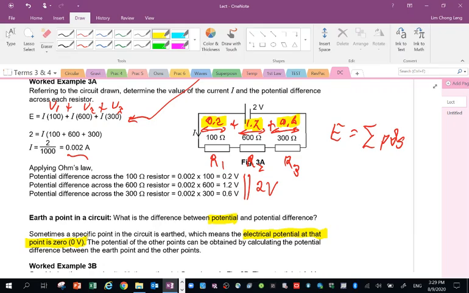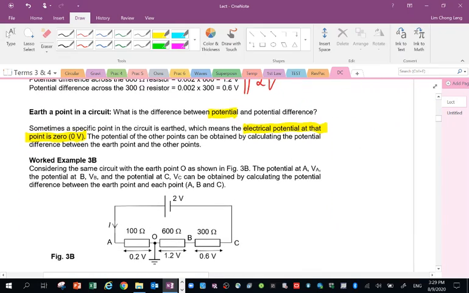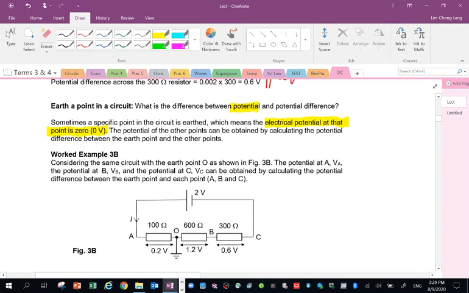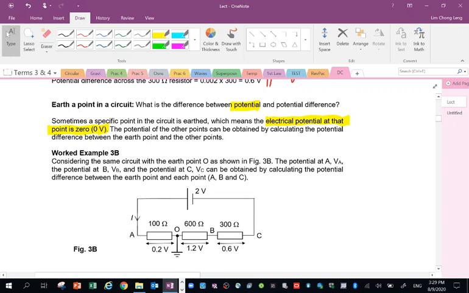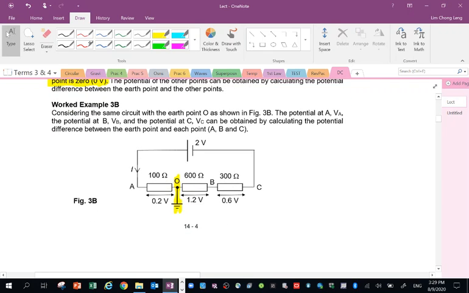So I'm going to modify figure 3a and put it in figure 3b. I have the same circuit, but this time I earth point O. If I earth point O, the potential at A is 0.2 volt above O. That's the potential at A. What about potential at B? Potential refers to one point, unlike PD, which is across 2 points. So potential at B, in this case, is 1.2 volt below O. So it's negative 1.2 volt.